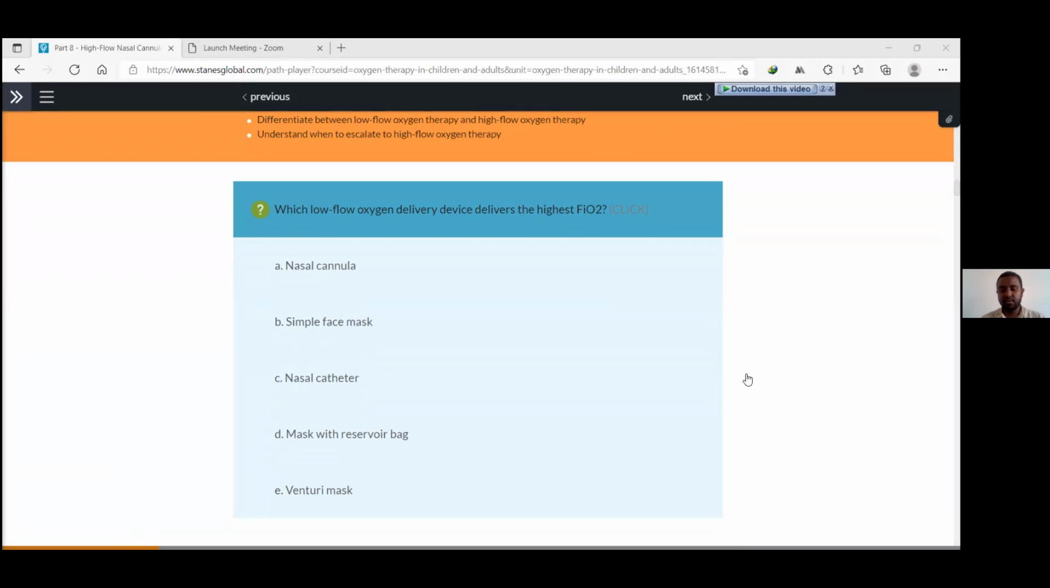Which low flow oxygen delivery device delivers the highest FiO2 from the choices, which includes the nasal cannula, the simple face mask, nasal catheter, mask with the reservoir bag, and Venturi masks are our choice. Let's see what you think, and write your answers in the chat box, and we will go through the answers later on.